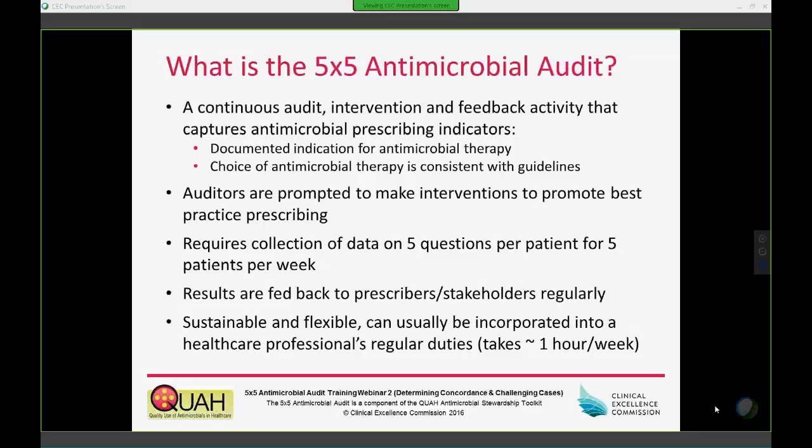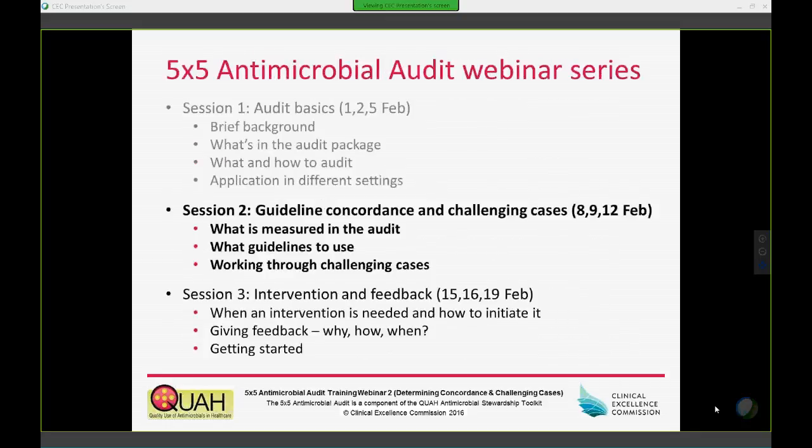This is the second session of a 3-session series, and for today's session we'll be concentrating on measuring guideline concordance and the other measures in the audit, and working through some challenging cases. Next week we'll do a session on making interventions and providing feedback, and you'll receive links to session 3 webinars and the phone number by email towards the end of the week.